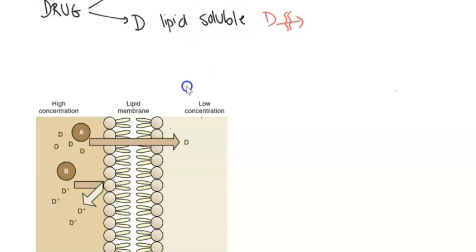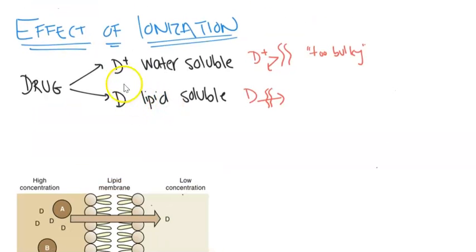It's what we call water soluble, and that means it's just going to stay in the water. It's not going to go through the fat. It's not going to go through the lipid membrane. However, when you have a drug that is non-ionized, that is unionized, there's no charge, it's lipid soluble. That means it will go through the lipid membrane.